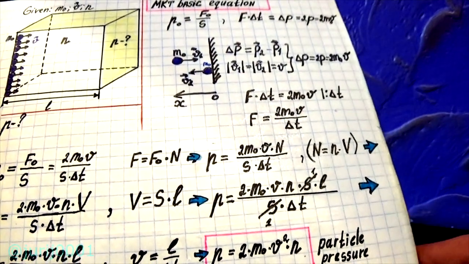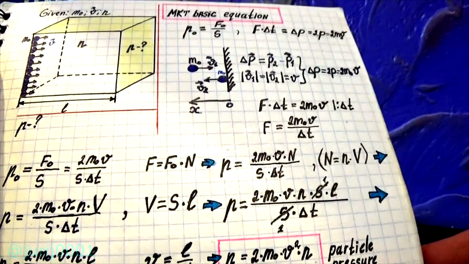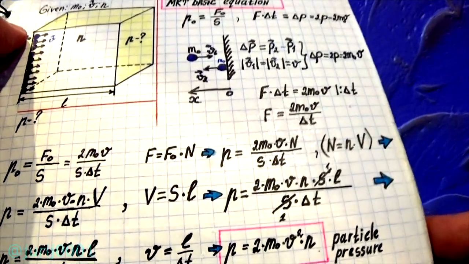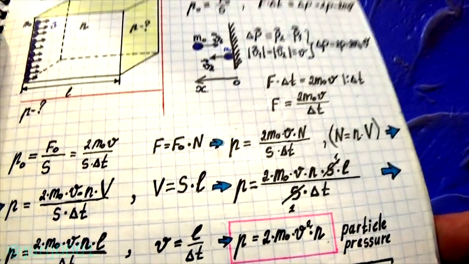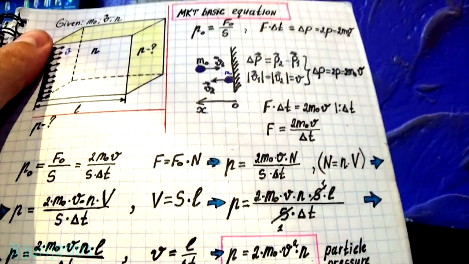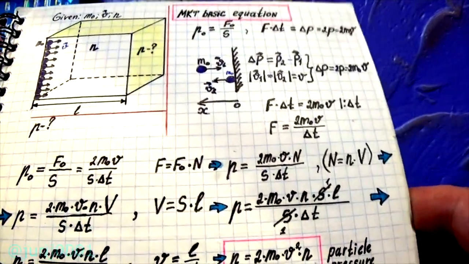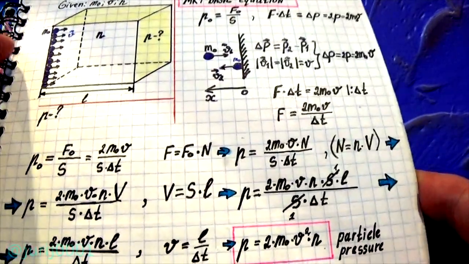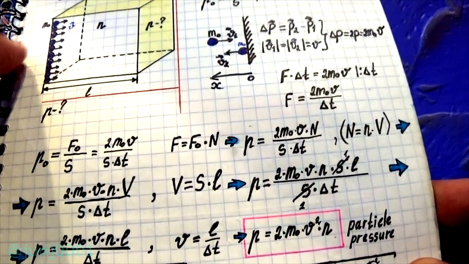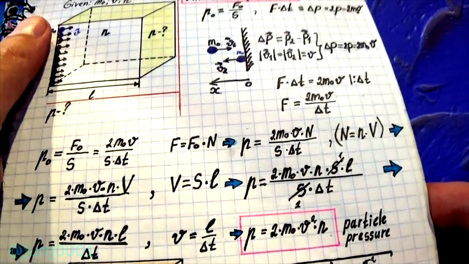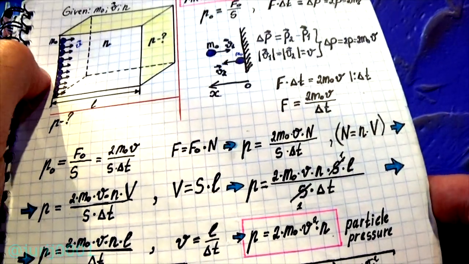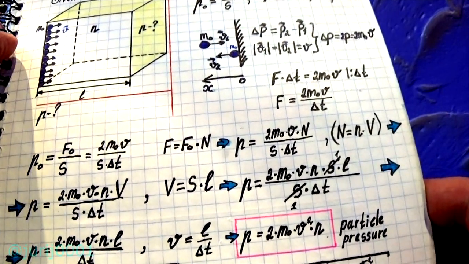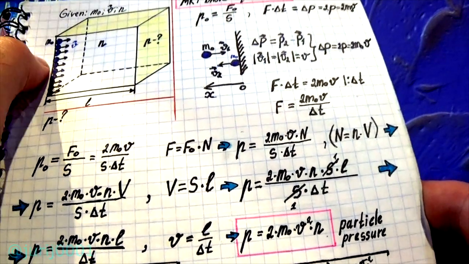I hope you know what an ideal gas is. If you don't know, then an ideal gas is a mathematical abstraction. Instead of molecules, we take material points that do not interact with each other. That is, material points experience absolutely elastic collisions. This will allow us to determine the change in the momentum of our material points. In this case of an absolutely elastic impact.